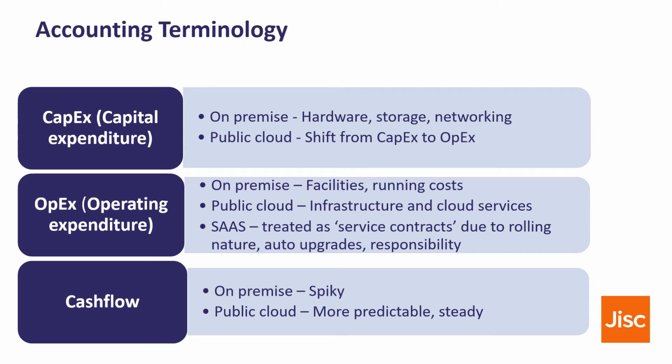Whether it's CapEx or OpEx, one thing is for sure, there's going to be some cash going out the door to pay for it. So on-premise, the cash flow could be spiky because you've got the 5-year refreshes, things could break down, you'd have to replace it. And as we said, these are expensive items. So that's sort of spiky, large cash flow. In public cloud, it's more predictable and steady because you're just paying for what you use.